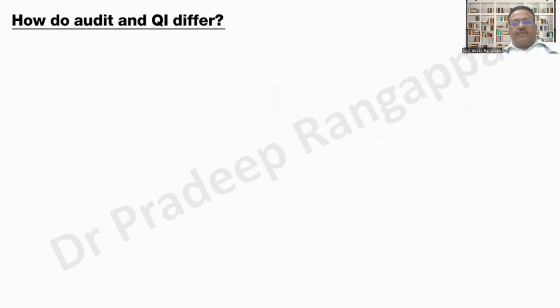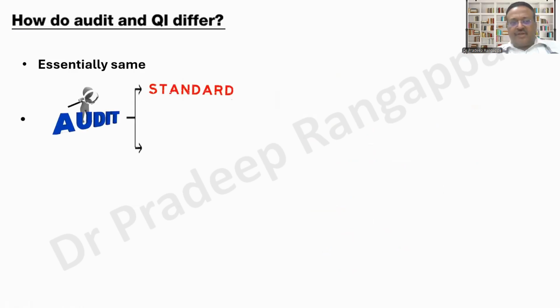So now the question is, I'm talking about audit, and now I'm talking about quality improvement. Are these the same? I think that is something every trainee should know. They are essentially the same, but there is a subtle difference. In audit, there is always a reference standard. There is a set criteria, a reference standard against which we do an audit and compare ourselves.